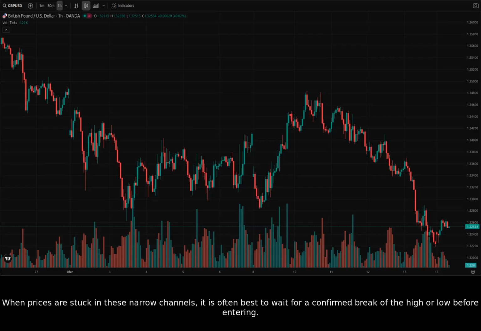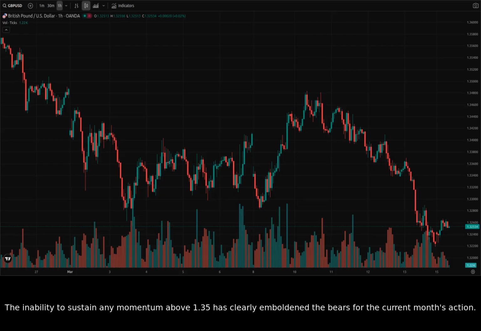When prices are stuck in these narrow channels, it is often best to wait for a confirmed break of the high or low before entering. The inability to sustain any momentum above 1.35 has clearly emboldened the bears for the current month's action.